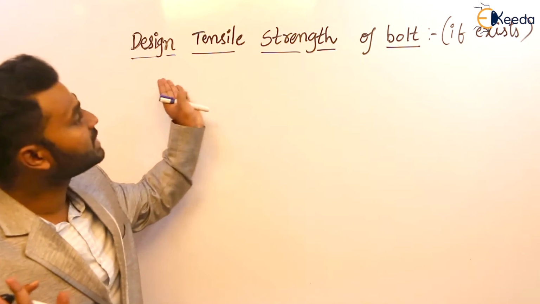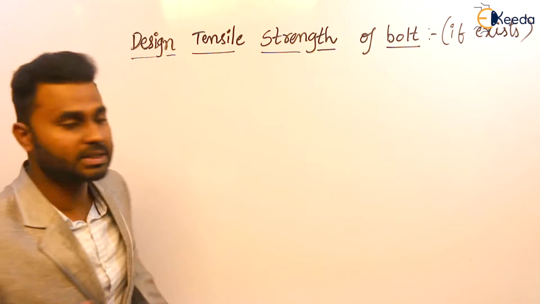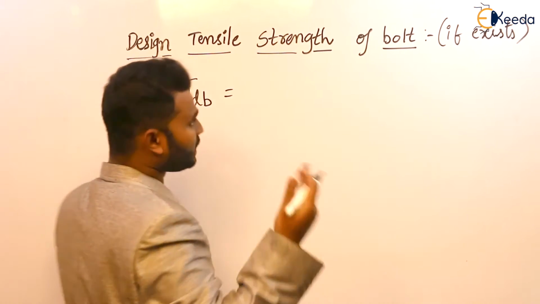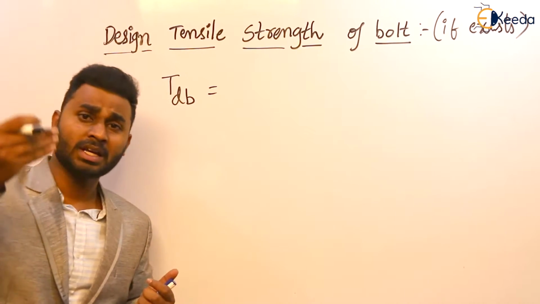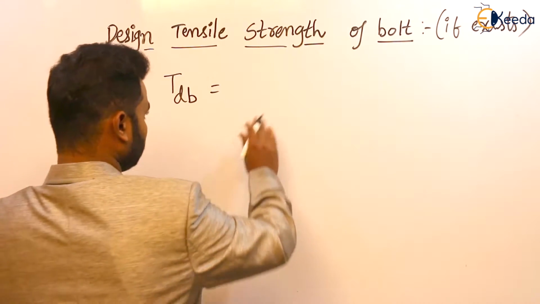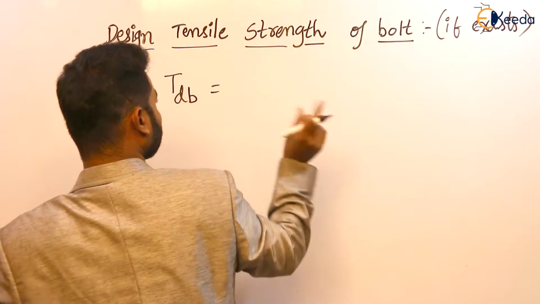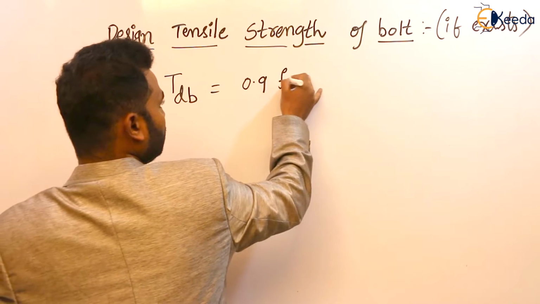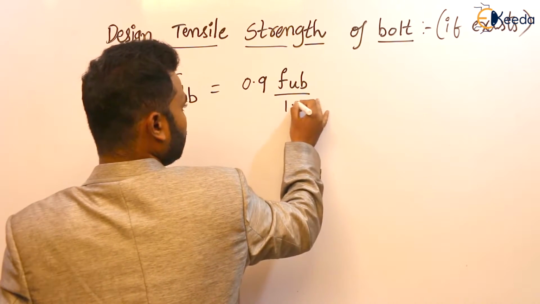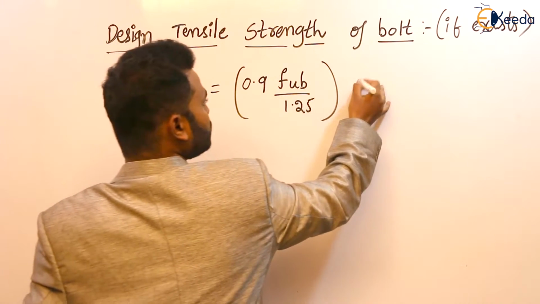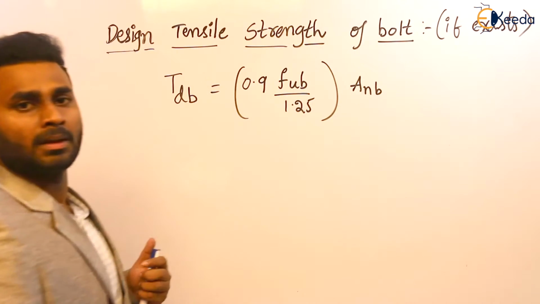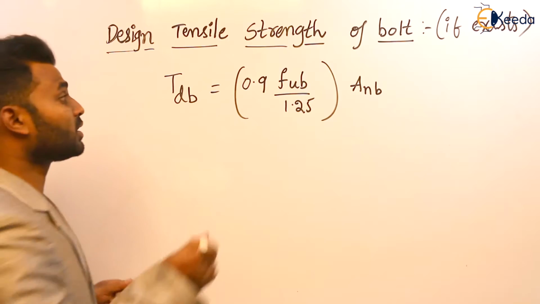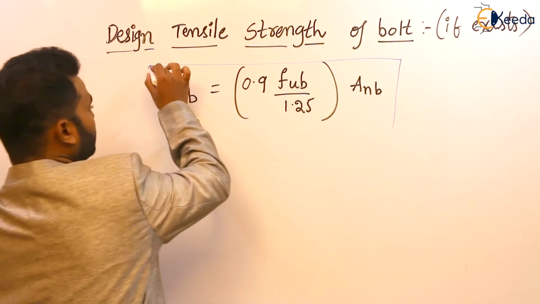Clear? So what is the design tensile strength of bolt? Let us see. Design tensile strength of bolt. We know that the strength formula is simply permissible stress into area. So that is the net area of bolt. What is the net area of bolt?